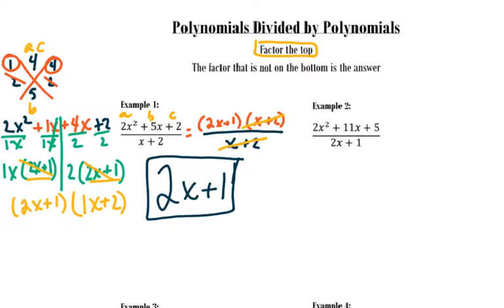So let's do that one more time, and then you can try a couple on your own. Example 2. Anytime I have a trinomial, I'm going to draw an x. I'm going to label A, B, C. A times C is the number 10. B is the number 11. Factors of 10. 1 times 10. 2 times 5. What multiplies to make a 10, but adds to make an 11? A 1 and a 10.